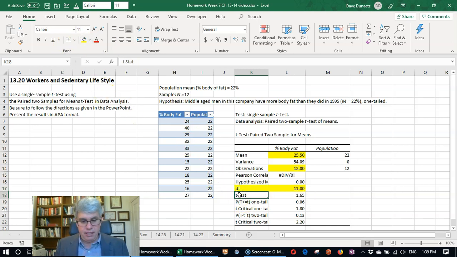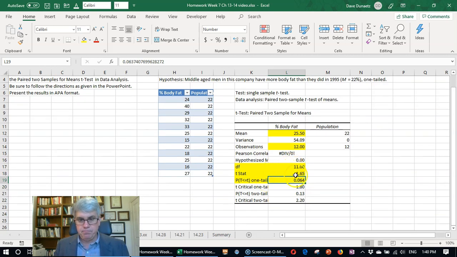And our t-stat is 1.65, which is not very high. So look at our p for a one-tailed hypothesis is 0.06. That's not very high. Let's add another decimal point to it, see what it has. 0.064. So yeah, it's not close to 0.05. So we're going to say we don't have strong evidence that men are fatter now than they used to be in this company. Now they might very well be, but we've got such a small sample size that we couldn't detect a significant difference here. So let's see, how are we going to write this up?